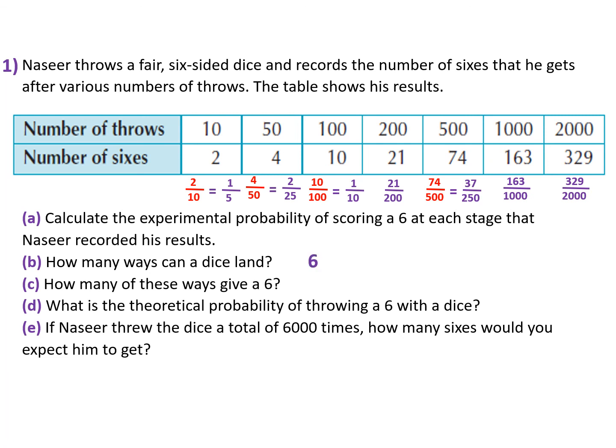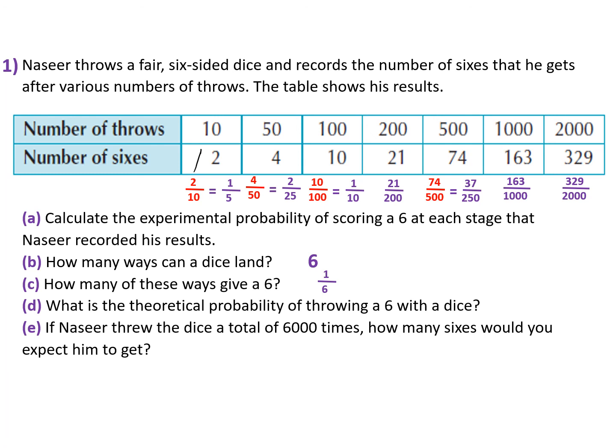Now, how many ways can a dice land? It's 6 ways, because there are 6 possible numbers: 1, 2, 3, 4, 5, and 6. How many of these ways give a 6? The number of ways we can get a 6 is 1, so it's 1 out of 6.